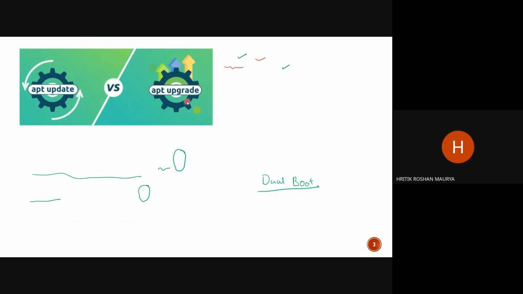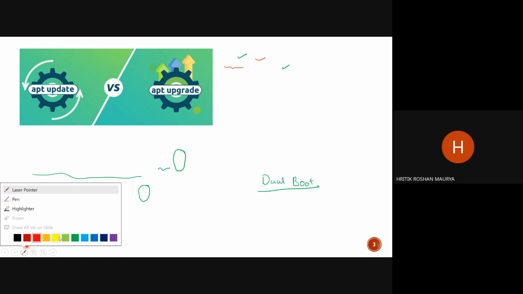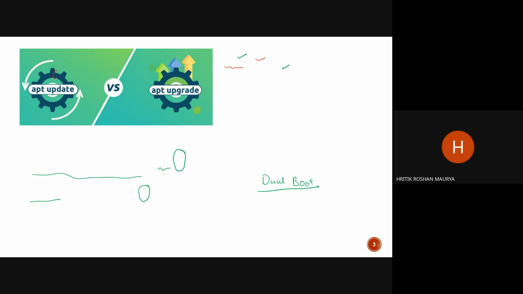Update and upgrade, you all know that update checks for the update. So this is the check for update. It extracts all the latest info, the latest info of the version, that what are the versions available. And upgrade downloads that latest version and then installs it. Okay, so this is the thing.